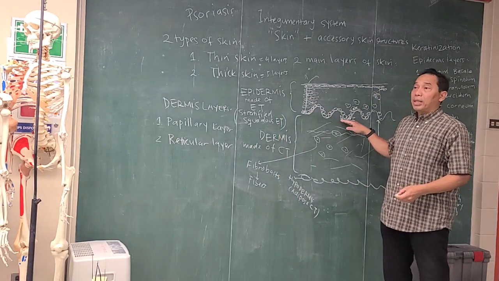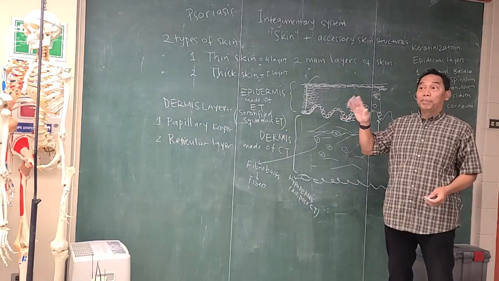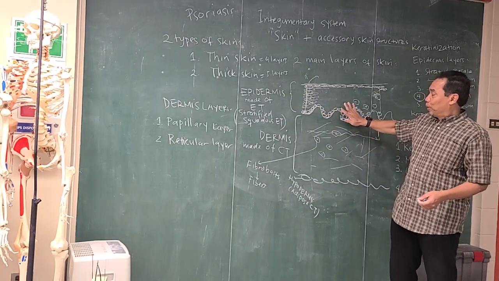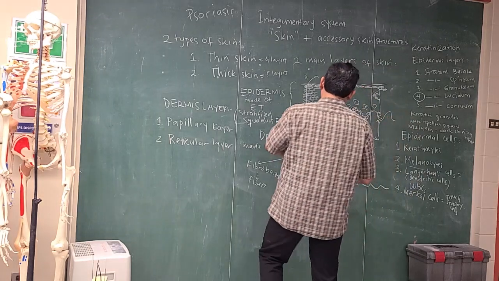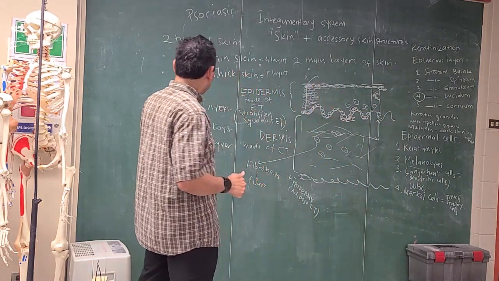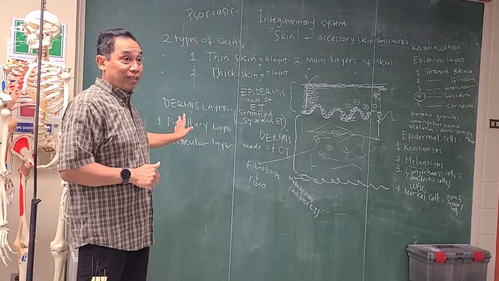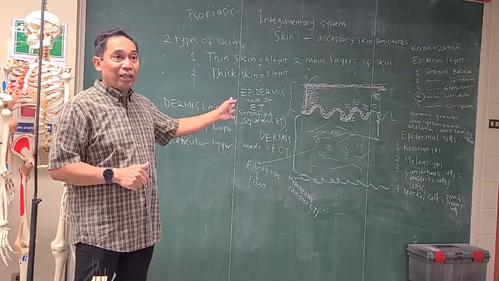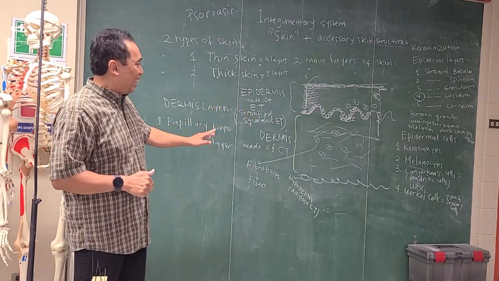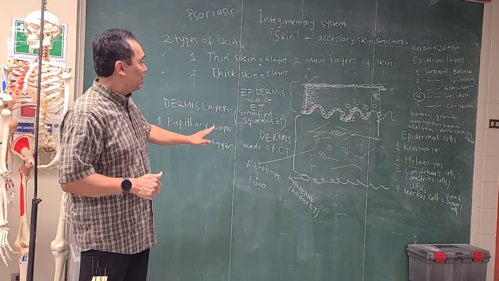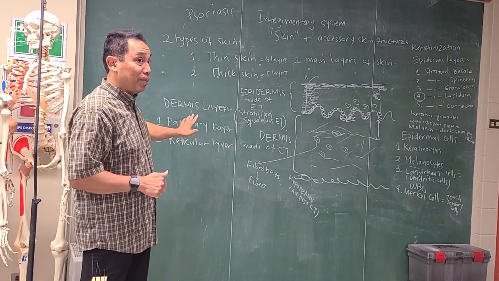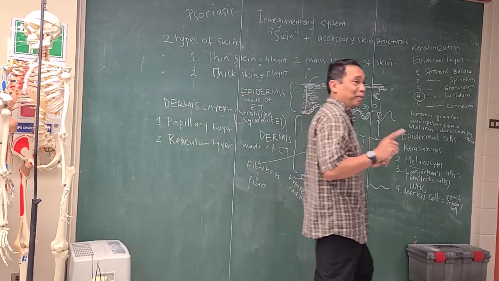The papillary layer is actually the one that gives you fingerprints. Your fingerprint is coming from this. The papillary layer shows up on your finger as a fingerprint. Everybody has a different type of fingerprint. It's very specific, therefore it's called a fingerprint. So those are the layers of the dermis.